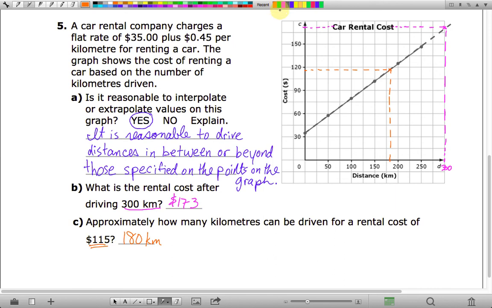Just to relate back to the terminology that I mentioned about interpolation and extrapolation, this point, because we were going beyond the set of points that we had here, we had to extend the line. This is an extrapolated value that we found, whereas this 180 kilometers was found at a point in between 2 points that we already knew, so that is interpolated to get that value.